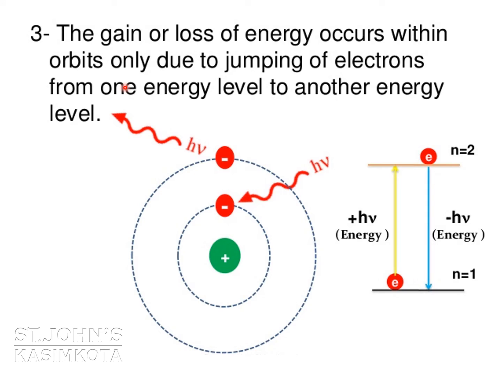The next observation he proposed is that an electron can gain or lose energy when it jumps from one energy level to another energy level. That's what we have learned. Due to this change of the electron from one energy level to another, emission or absorption spectrum happens. That's what you can see here in the picture also: plus h nu energy and minus h nu energy. When an electron goes from a lower energy level to a higher energy level, it absorbs energy and moves. And when it comes back to its original energy level, it radiates, it gives out the energy.